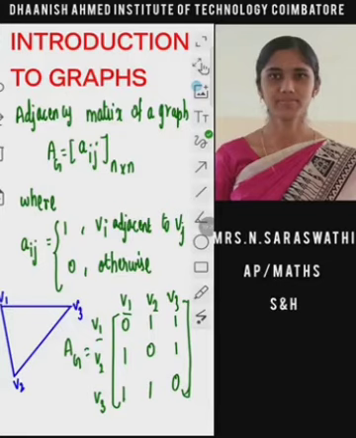The most important properties for this adjacency matrix: an adjacency matrix completely defines a simple graph. We will find the adjacency matrix only for a simple graph, and the adjacency matrix is symmetric. Symmetric means what? A equal to A transpose. If we are going to find A transpose for this adjacency matrix, we are going to get the same matrix. So we can call it a symmetric matrix. Okay, these are the basic important properties for this adjacency matrix.